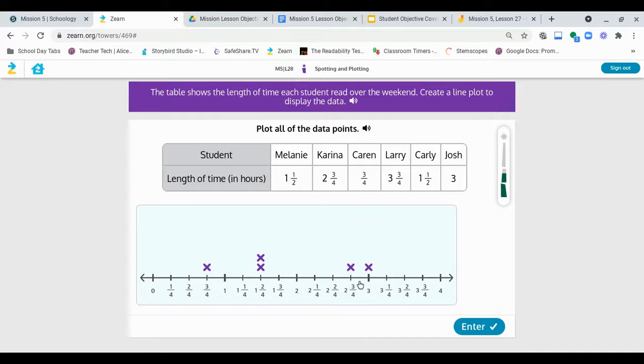Whoop, I messed up. Did I forget one? 1, 2, 3, 4, 5. 1, 2, 3. Oh yeah, I forgot one. Which one did I forget? Let's see. Did I get 1.5? Yep, got that. Did I get 2 3 fourths? Yep, got that. Did I get 3 fourths? Yep, I got that. Did I get 3 3 fourths? Oh, I forgot Larry. Larry, 3 3 fourths. Just make sure you get them all, which was my mistake. There were 6 of them. I forgot poor Larry. Now I should be good. Now I got it. Woohoo!